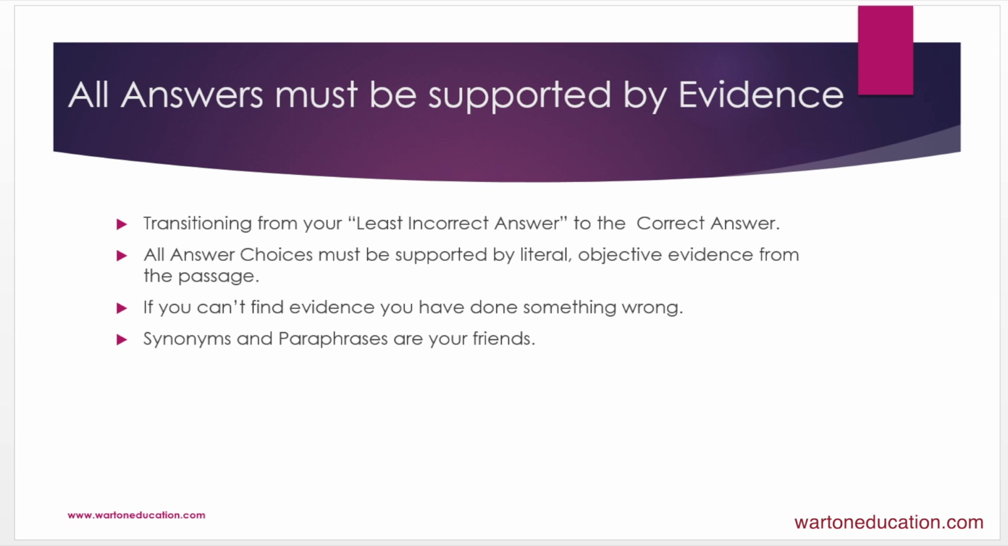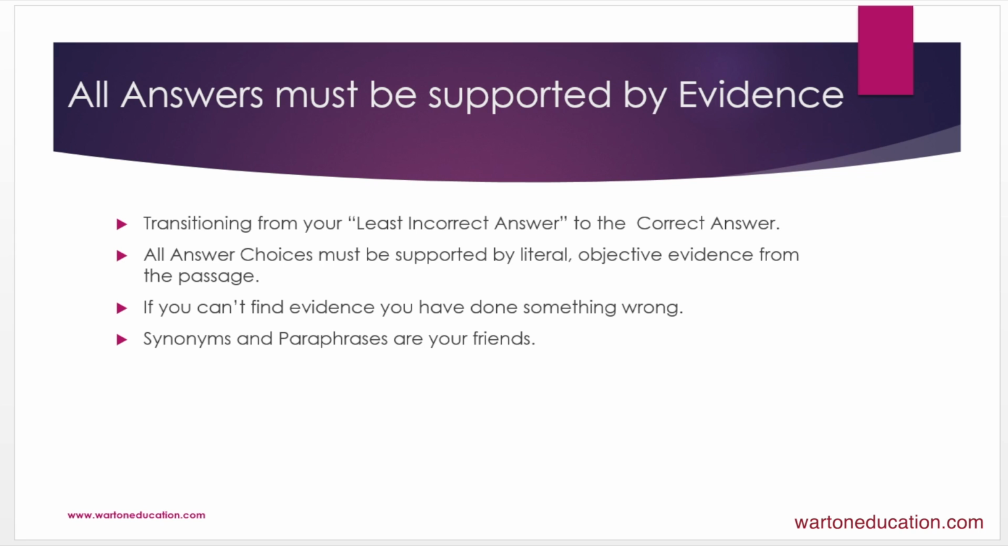Now, what is evidence? Evidence for a correct answer will be simply a paraphrase of a part of the passage that matches the correct answer choice with nothing added or taken away. Now, you may be wondering why we don't just automatically skip to this step 3. Why do we bother eliminating answer choices?